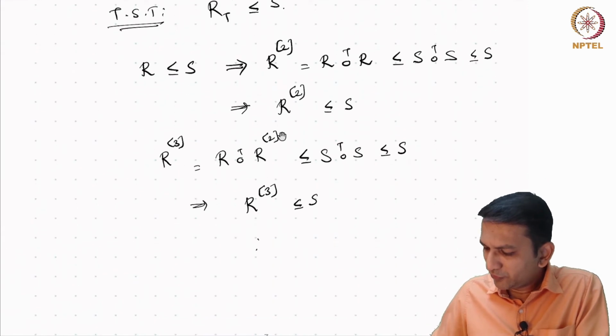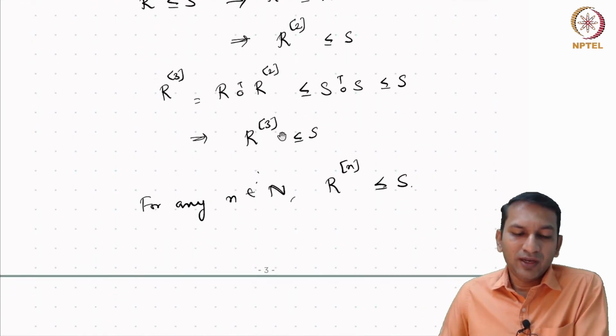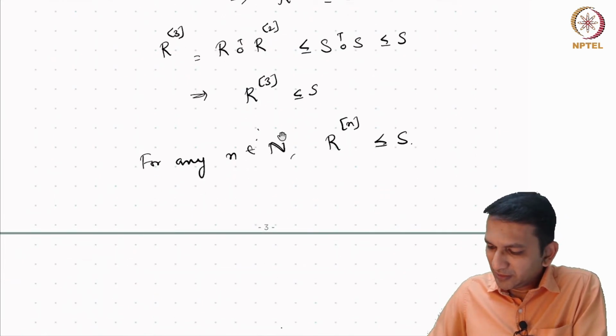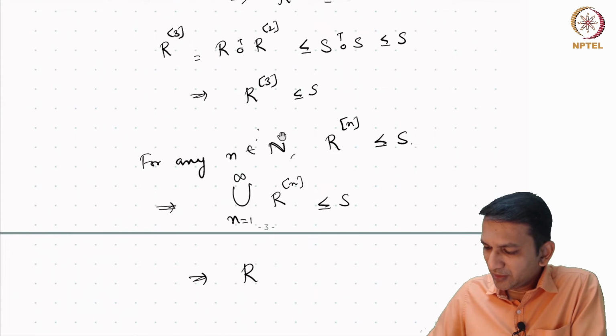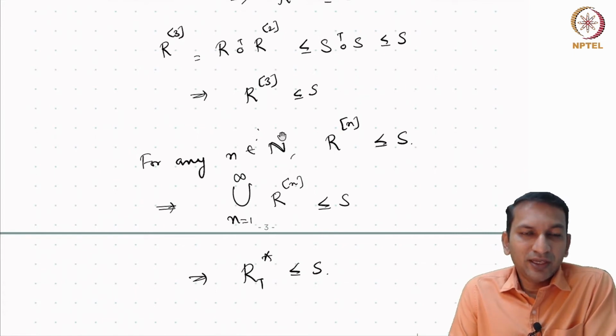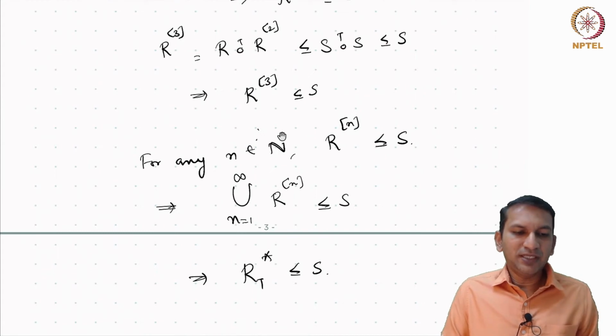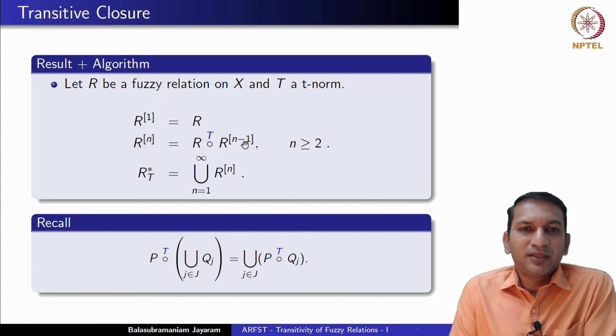Now if you go on like this, for any n, we see that R of n is in fact smaller than S. Not only for Rn, for every n this happens. That means, this implies, even if you take the union, this will lie below S. That means it is smaller than S. But what is this? It is nothing but RT star. So, as was to be proven, if there existed a relation S which was T-transitive and contained R, we have shown that the T-transitive relation that we have come up with, RT star, is in fact smaller than S, which means it satisfies both the properties that is expected of transitive closure, and thus RT star is indeed the transitive closure of R.